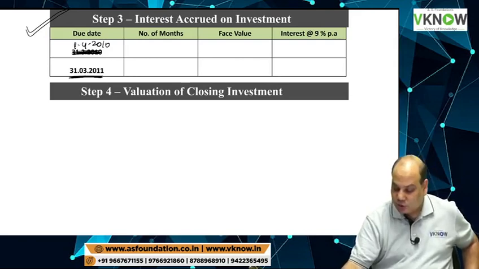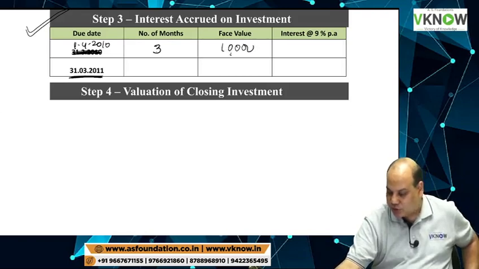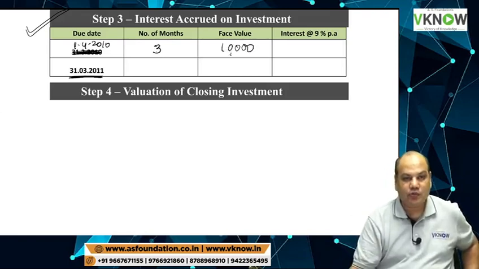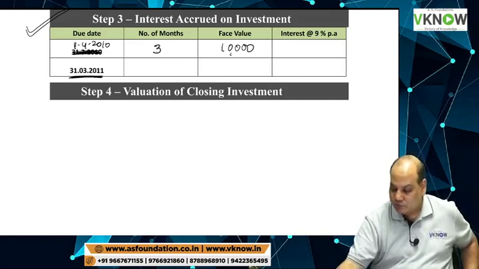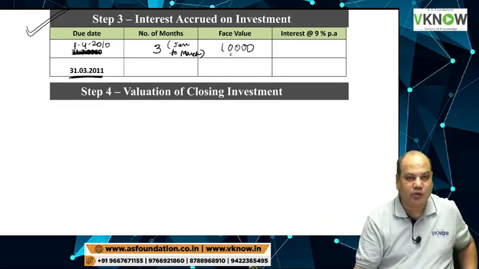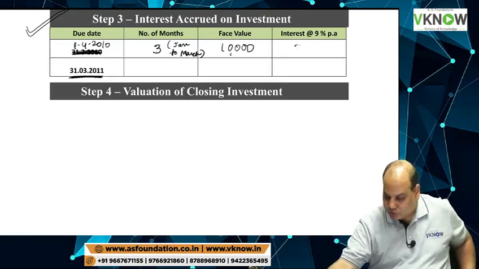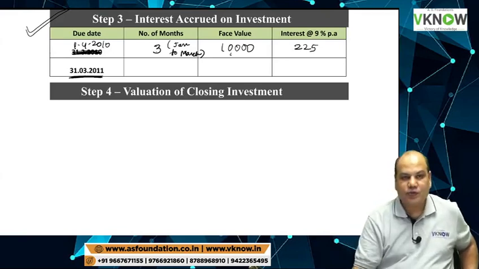So write down on 1/4/2010, interest will accrue for 3 months. Which 3 months? January, February, March. Up to December interest was received. So January, February, March, 3 months. Calculate 10,000 into 9% into 3 by 12. 10,000 into 9% into 3 by 12 is 225.